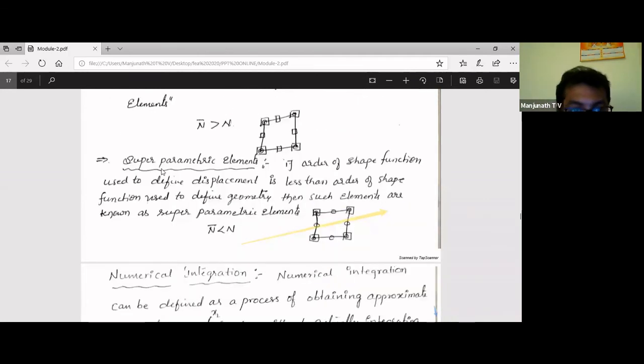Similarly, consider superparametric elements. In superparametric elements, the shape functions used to define the displacement are fewer than the shape functions used to define the geometry. As per the definition, you can see here, if the order of the shape function used to define the displacement is less than the order of the shape function used to define the geometry, then such a type of elements are called superparametric elements.